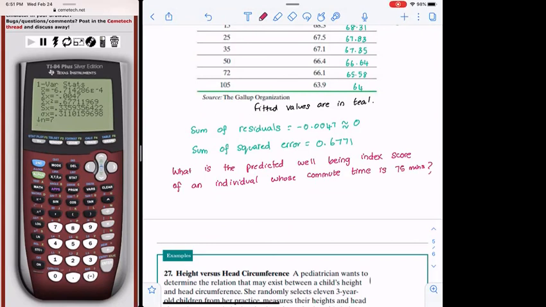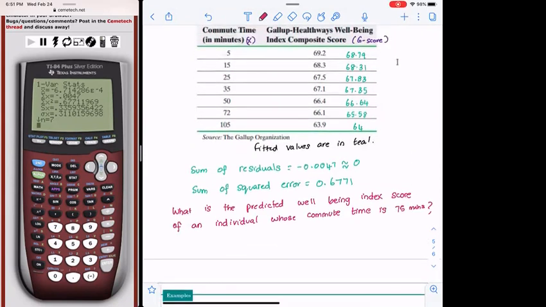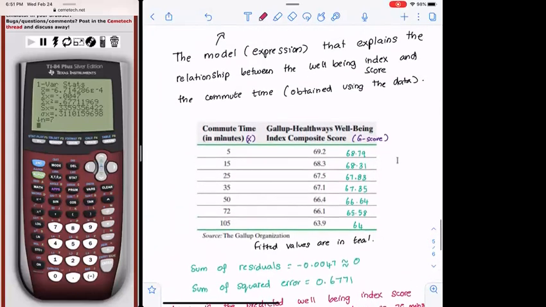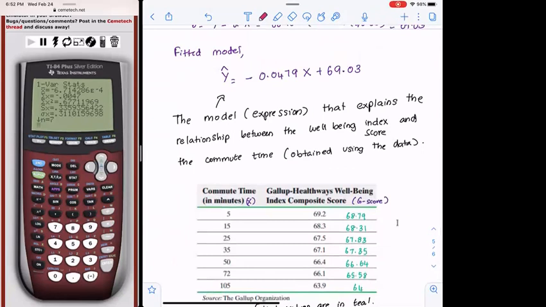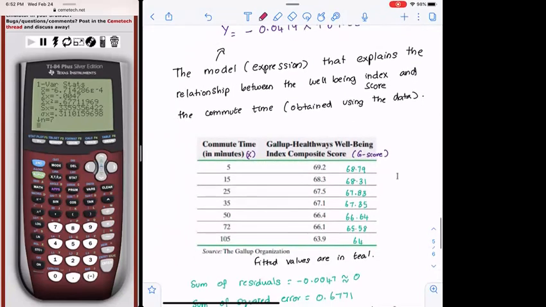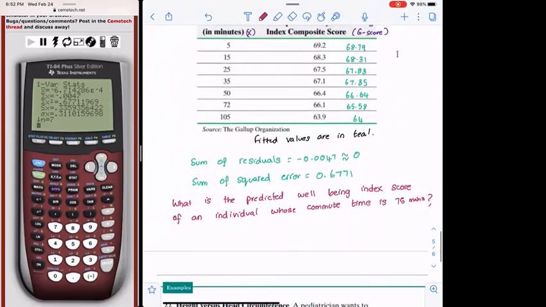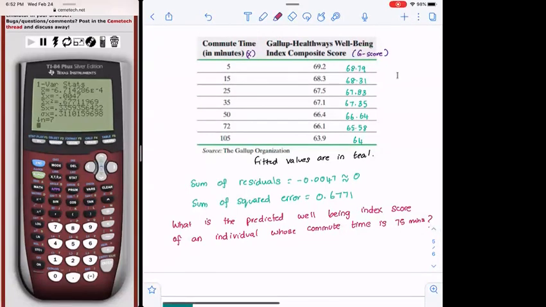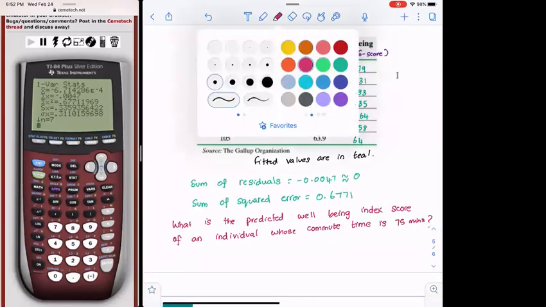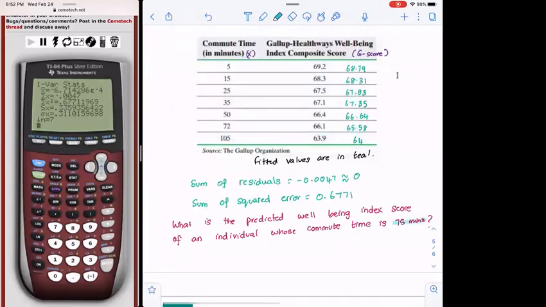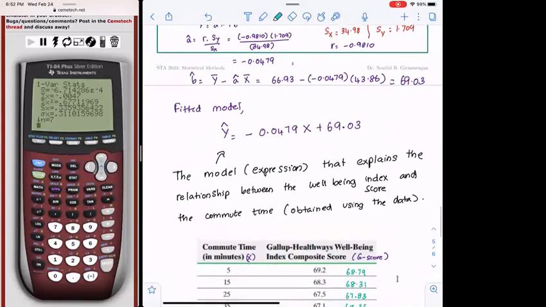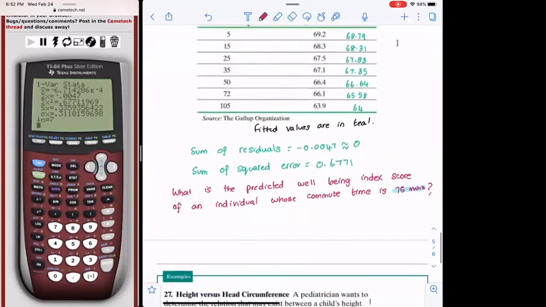Well, clearly 75 minutes is not in the chart. I can't pick it out from the chart directly, from the data that is given to me. But I do know that the model we fit is a good candidate in explaining the relationship between X and Y. So all I have to do is take the value of 75 minutes, which is simply the X value, plug it in our line of best fit, that is our model, and I would get the well-being index score.